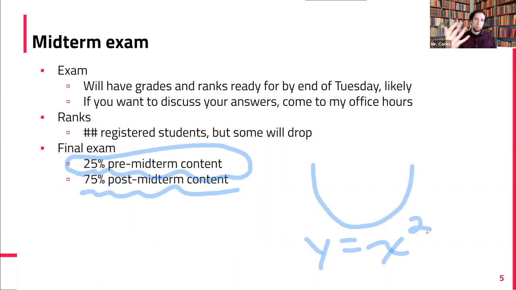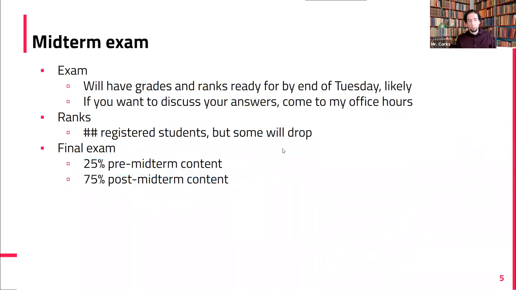So the stuff that we've been learning and practicing so far will definitely be needed as background knowledge for this kind of thing. But on top of that, 25% of the final exam content will be directly testing the pre-midterm material. So it's all still useful, and your future courses will all be using this stuff. It's all very useful and good to know.